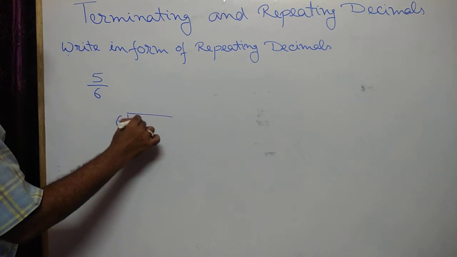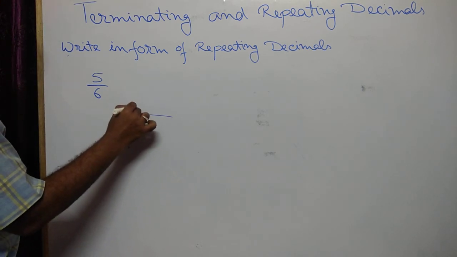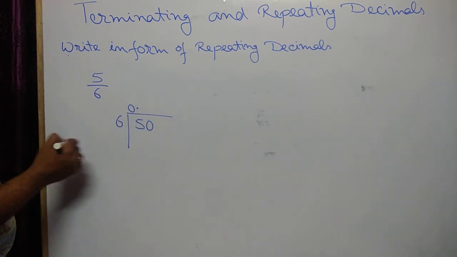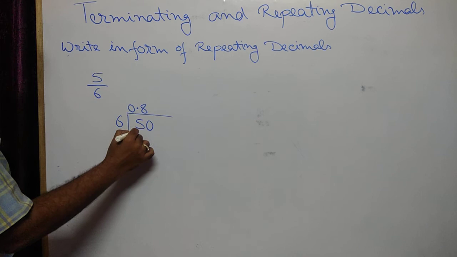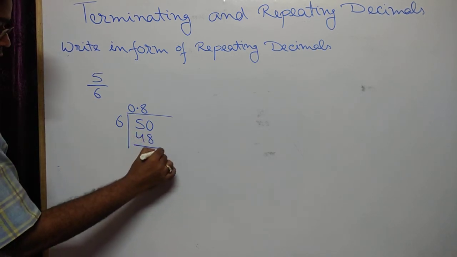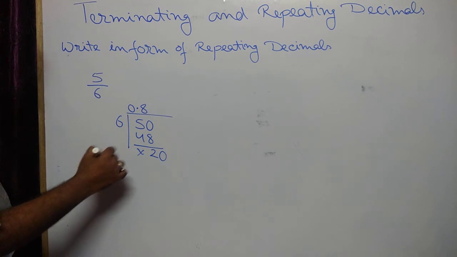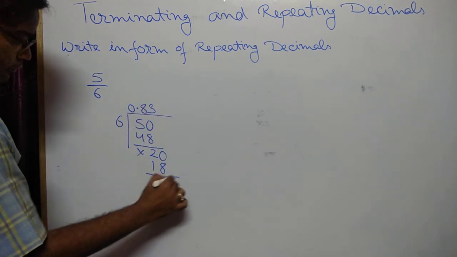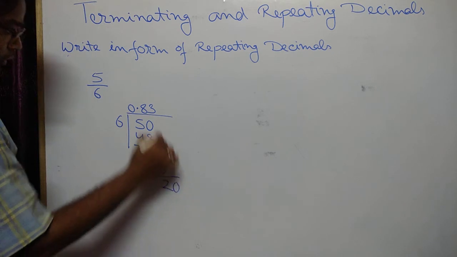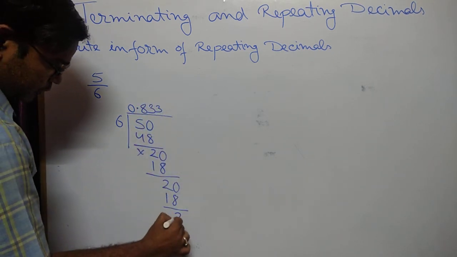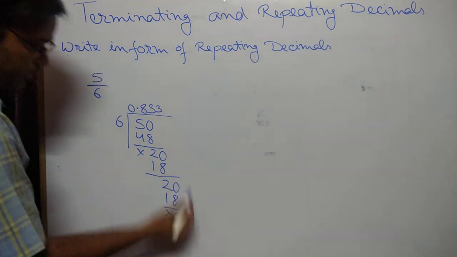6 5 0 dot means 6 8 ja 48, 2 carry, 6 3 ja 18, 2 carry, 6 3 ja 18, 2 carry, and this still goes.